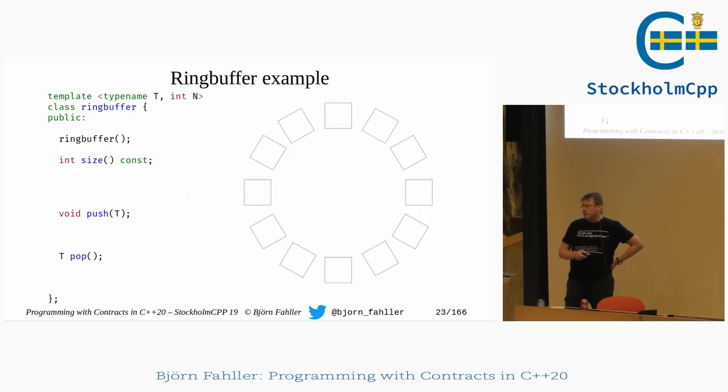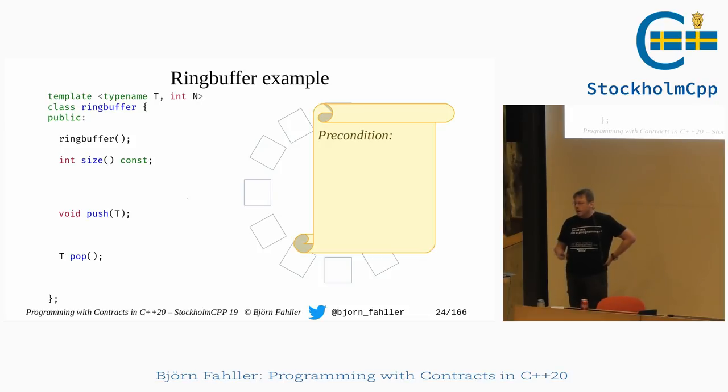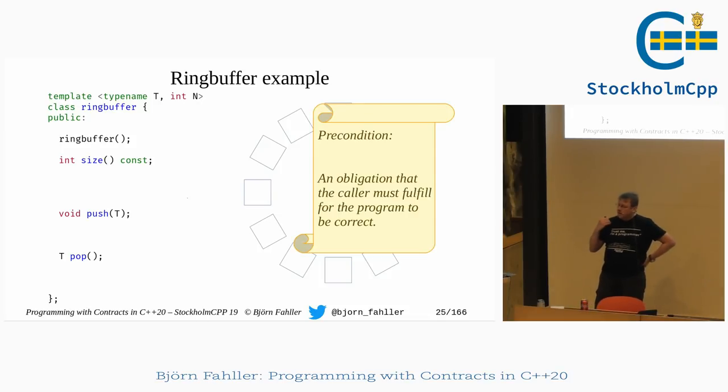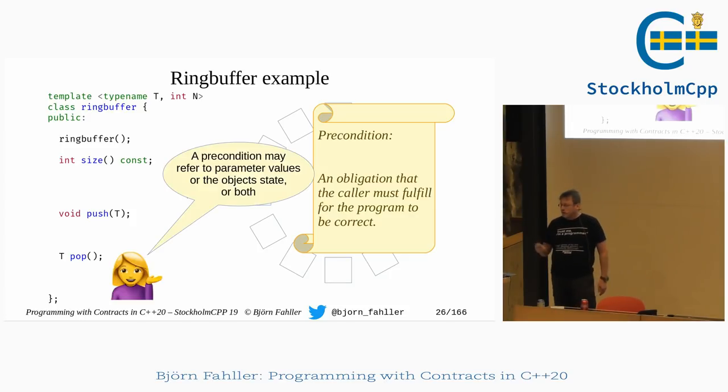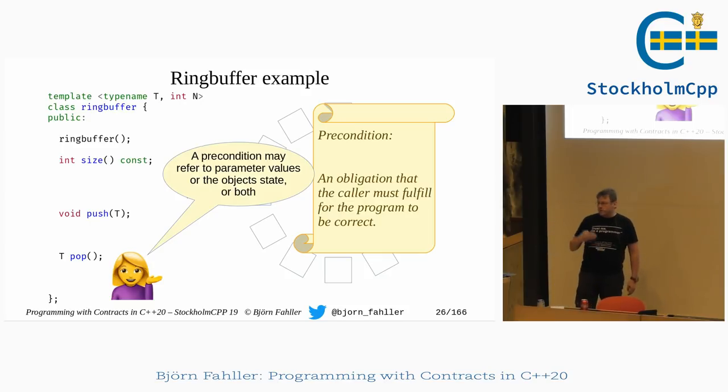So with this ring buffer class, we can look at the contracts. I mentioned that there are preconditions, postconditions, and class invariants primarily. A precondition is an obligation that the caller must fulfill for the program to be correct. If a user of a component, in this case a user of the ring buffer, does something outside the contract, they're doing something illegal. They are at fault. A precondition typically refers to the input parameters or the state of the object or a combination of them.